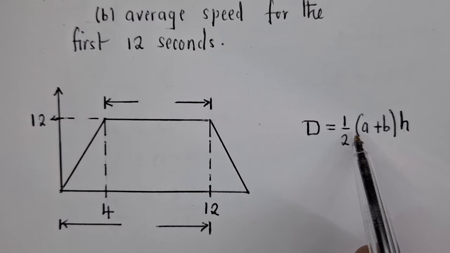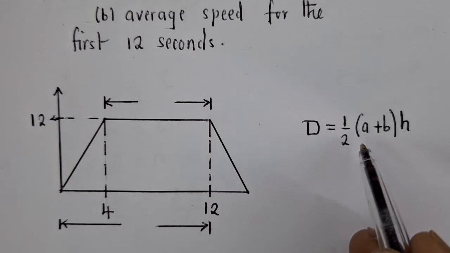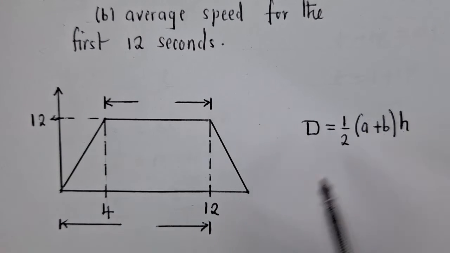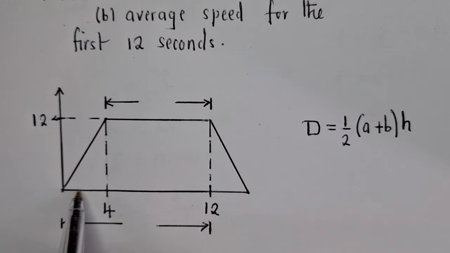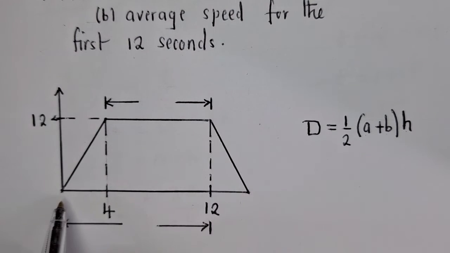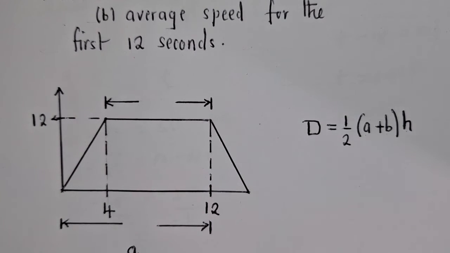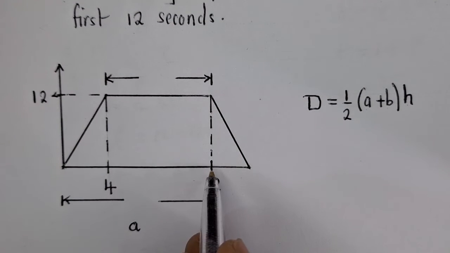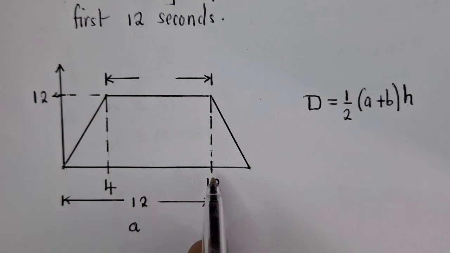The same formula, you use it when you want to find a distance. So we shall identify our a. This trapezium has got 2 parallel lines. There's this one and this one. This line and this are parallel to each other. So one of them will be our a. Let's say this is our a, from here to here. Since it's our a, it's 12. From here to here, it's 12.